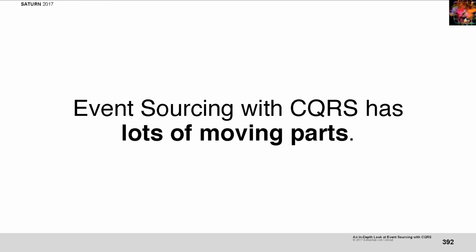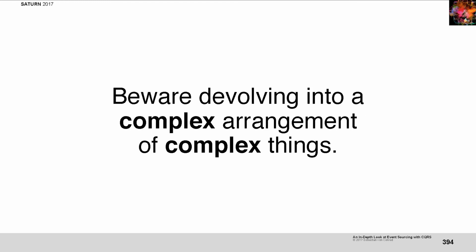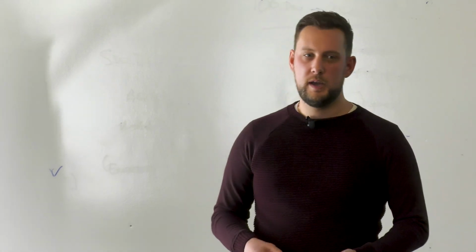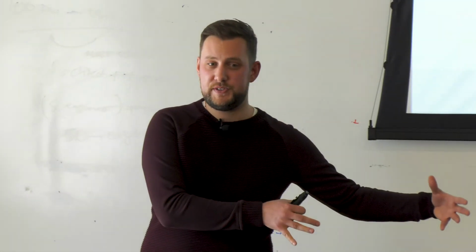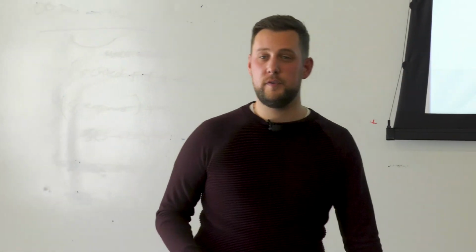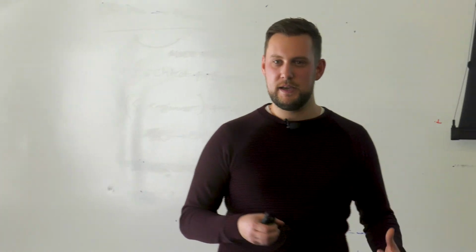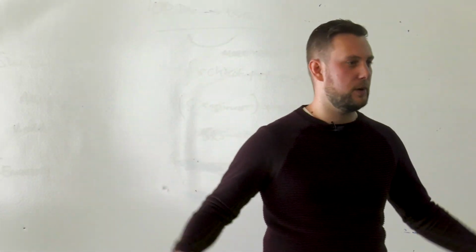Event sourcing with CQRS in this style of architecture has a lot of moving parts. It's got difficulty tracing across asynchronous components. And what you really want to be on the lookout for is when it devolves into a complex arrangement of complex things. And you have monoliths that can devolve into a complex arrangement of complex things as well. But this is something that I see a lot of because we have developers who are used to working on monoliths. And so what they're used to doing is building complex things. And now they also have a complex arrangement on top of that.